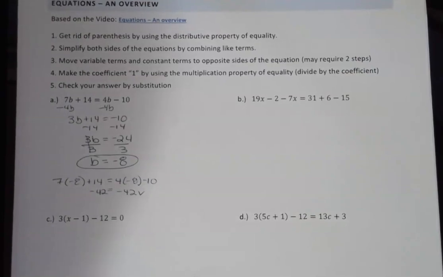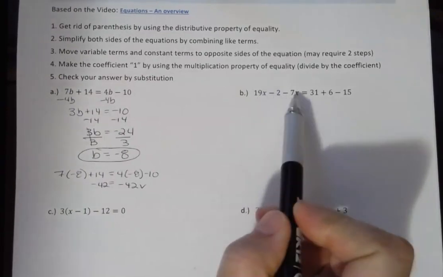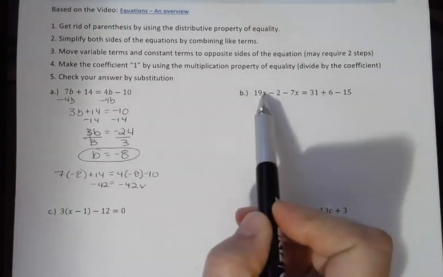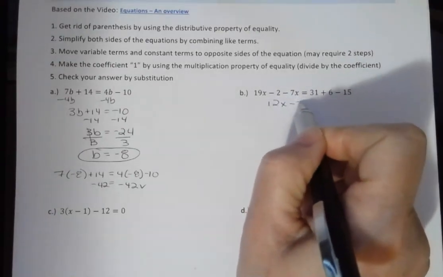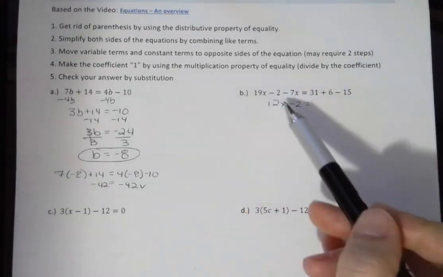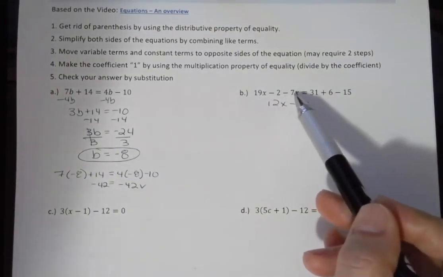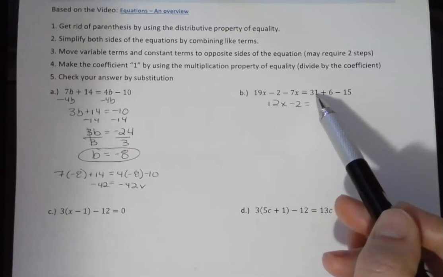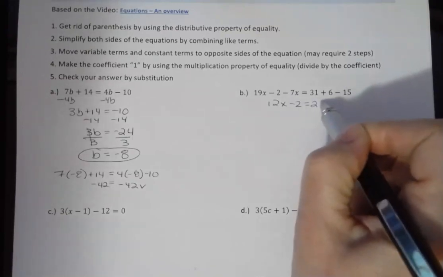In the second one, we don't have parentheses, but we do need to combine like terms on both sides. On the left, we have -19x and +19x and -7x, which is going to be -7x, and then we still have the -2. Always look at the operation in front of each term to decide if it's adding or subtracting. Over here, 31 plus 6 minus 15 is 22.